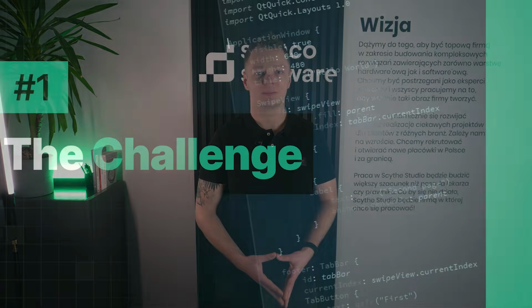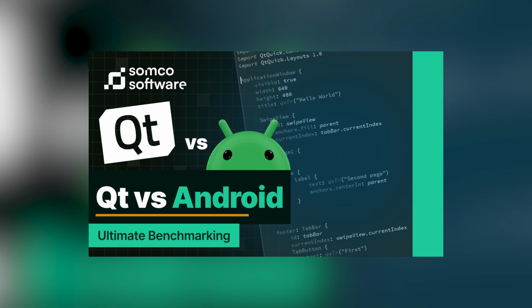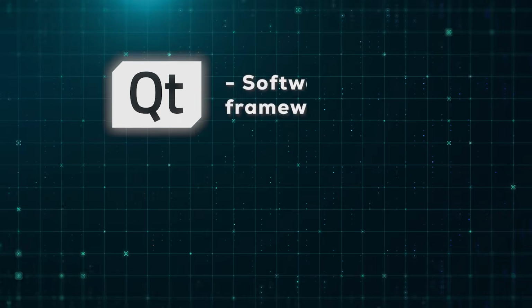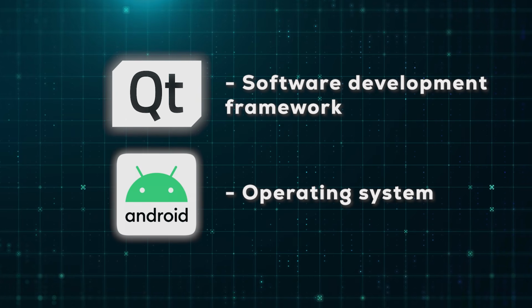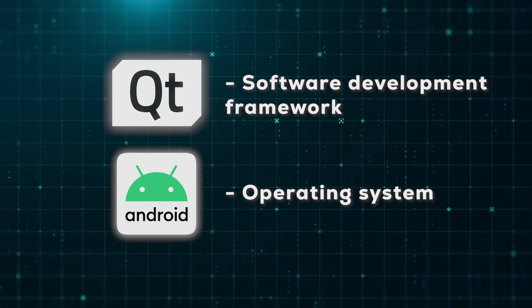Let's get started. So first, it has to be stated that both frameworks, both ecosystems, represent very different philosophies. Surely a lot of you noticed that naming this video, this PDF, Qt versus Android, is a bit imprecise, because Qt is a software development framework, while Android is an operating system, right? Qt apps can easily be compiled for the Android operating system.